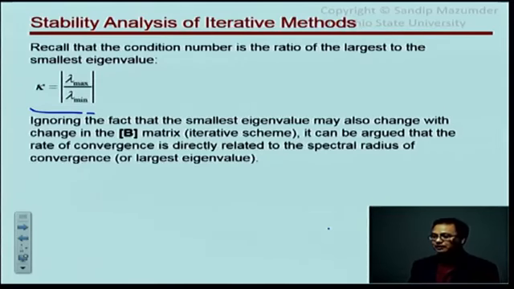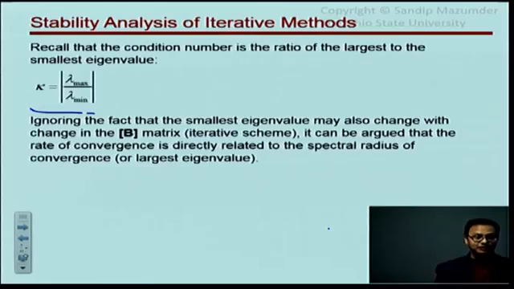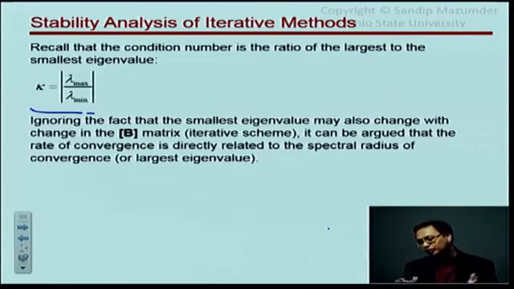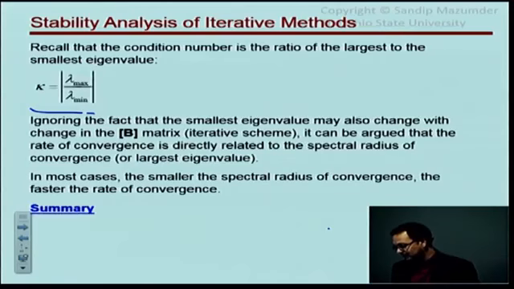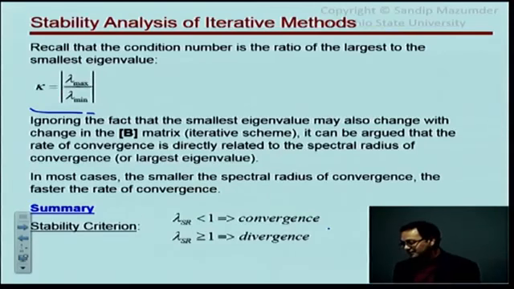Okay? So in that case, looking at the spectral radius is good enough when it's the same method. But if it's two different methods, no, you can't do that. That's basically what this is saying here. So in summary, our stability criterion is that spectral radius less than 1 will give us convergence. Spectral radius greater than or equal to 1 will give us divergence.